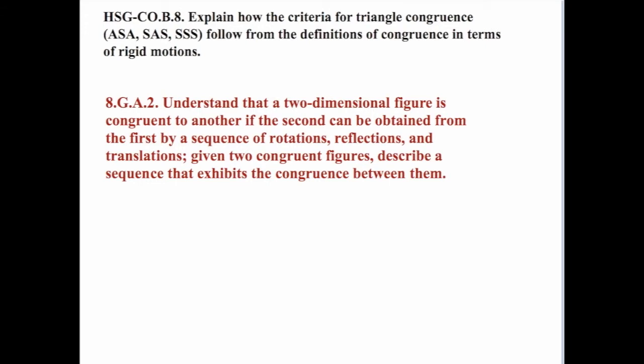There is a standard back in 8th grade, 8.G.A.2, that is related to the same topic, and it states, understand that a two-dimensional figure is congruent to another if the second can be obtained from the first by a sequence of rotations, reflections, and translations. Given two congruent figures, describe a sequence that exhibits the congruence between them. So it's very much related to this one.